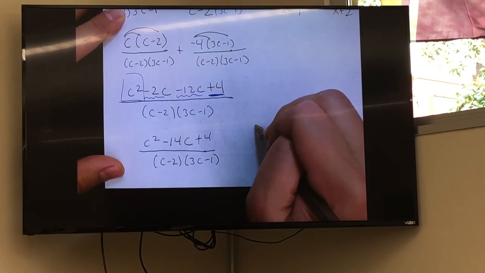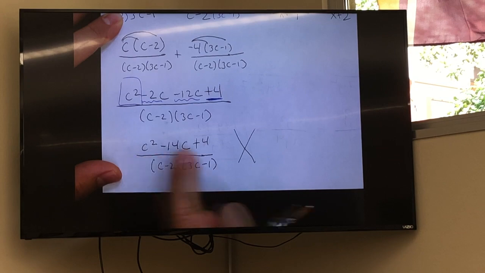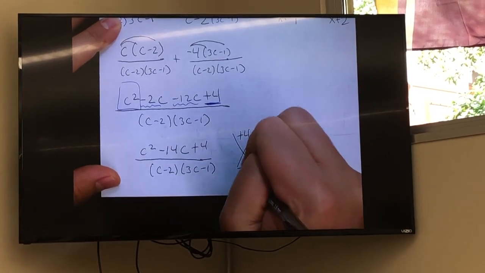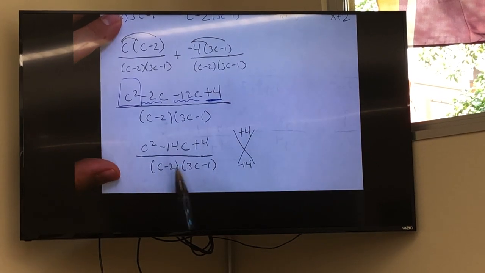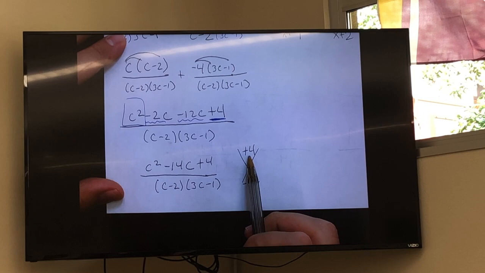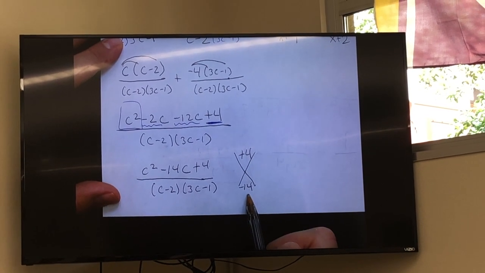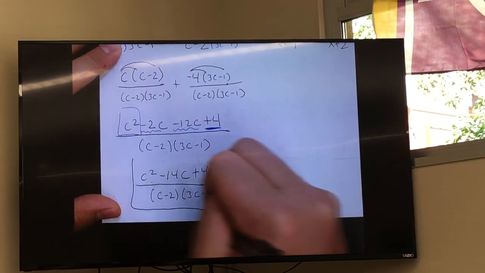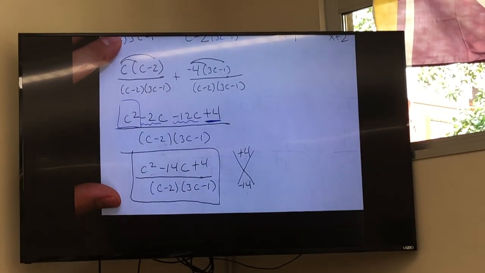So if on the side, I'm doing the big X, 1 times a plus 4, that makes a negative 14. That's not possible, right? There are no factors that multiply to make a positive 4 and give us a negative 14. So the top is unfactorable. That will be our final answer, okay?